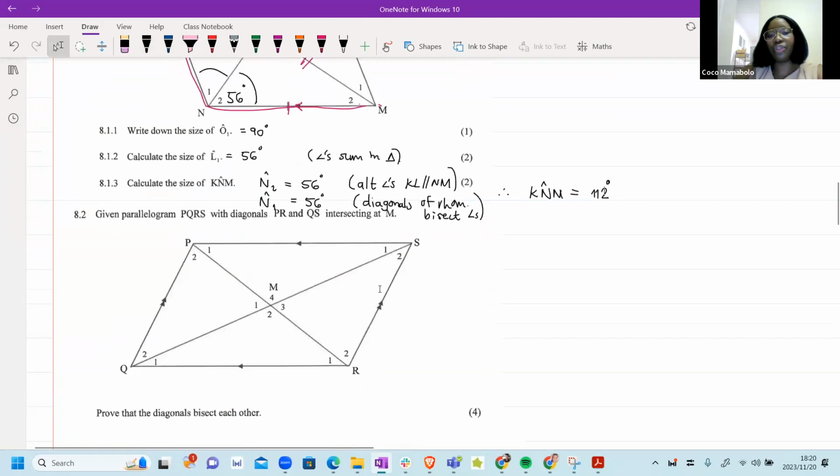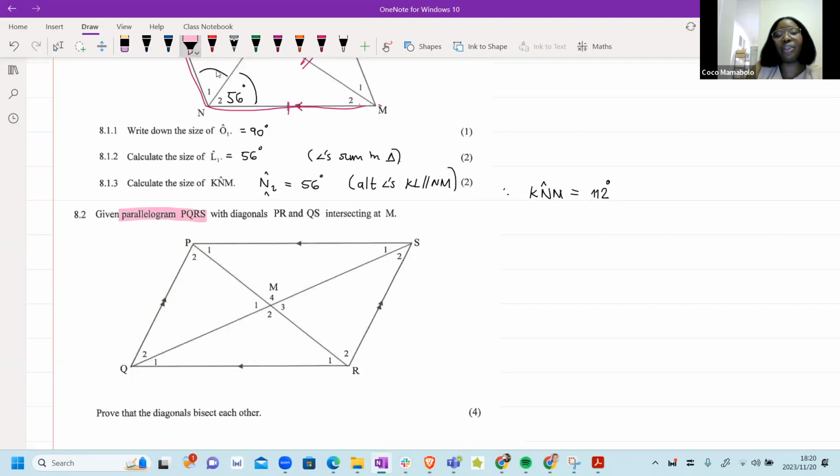Here's your next challenge. And I'm just going to erase this tiny part here at the end. Okay. 8.2, it says here, we're given the parallelogram PQRS with diagonals PR and QS intersecting at M. Right. Now it says, prove that the diagonals bisect each other. Now, I know that I have to prove that the diagonals bisect. Can I just say that the diagonals bisect because properties of a parallelogram? Can I do that here? Can I say that?